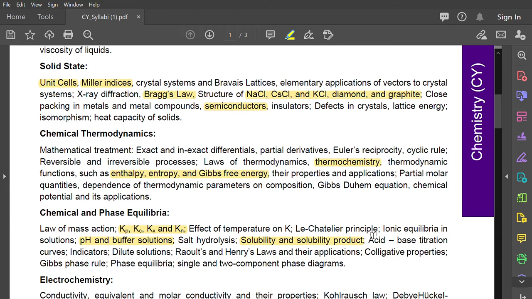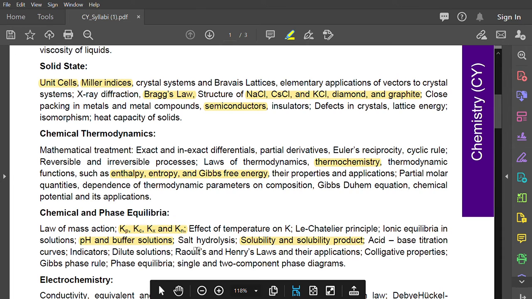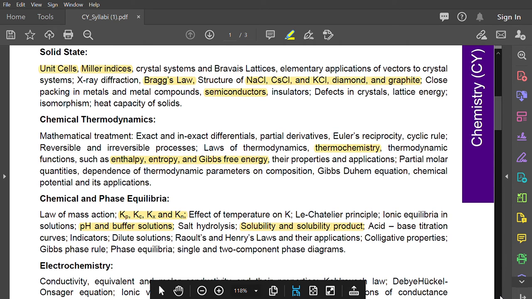Acid base titration. This is something that you have been doing from class 12. I do not want to go much into it. Raoult's law, Henry's law. Problems relating to that, mostly graphs and something to do with osmotic pressure. So these things are there.